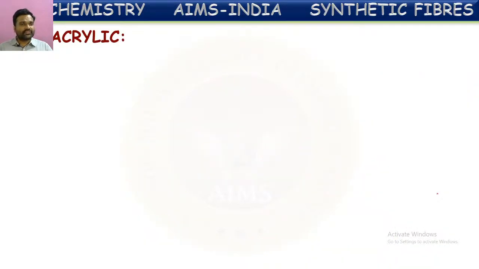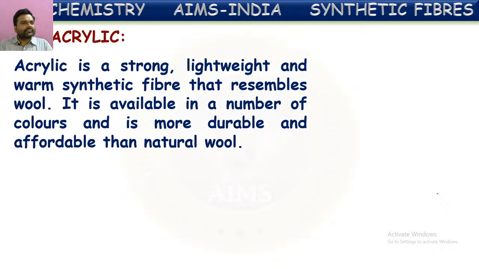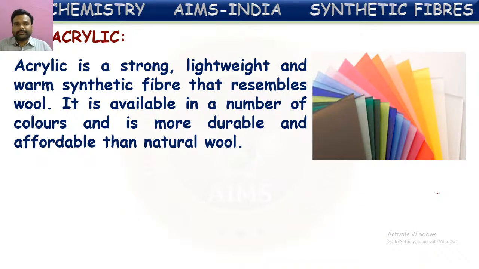Next, the synthetic fiber is acrylic. Acrylic is a strong, lightweight and warm synthetic fiber that resembles wool. It is available in a number of colors and is more durable and affordable than natural wool. So acrylic seems like wool. We know wool is prepared from the hair of certain animals like sheep, yak and certain camels. From all these, hair is taken and from this hair wool is prepared.